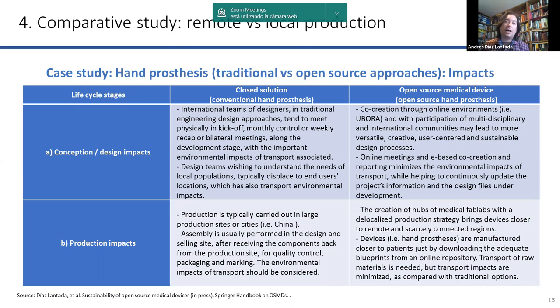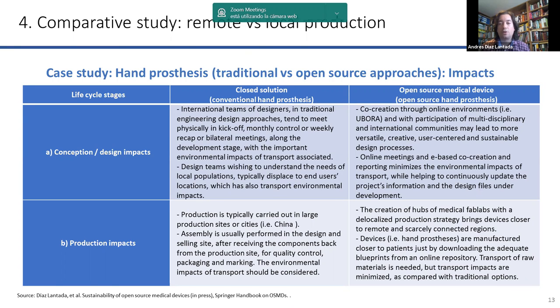We made a brief comparison between a hand prosthesis developed with traditional versus open source approaches. And here there are some impacts mapped according to the different life cycle stages. Imagine the production impacts. If we go into the closed solution of the conventional hand prosthesis, it may probably be produced in large production sites or cities, typically China, probably very far from the final user. So assembly may be performed in the design and selling site after receiving the components and then delivered to the final user. Of course, environmental impacts of transport are important.